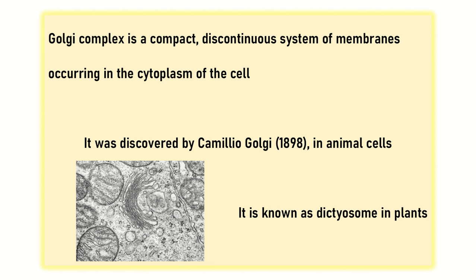It was discovered by Camillo Golgi in 1898 in animal cells. It is also known as dictyosome in plants. This is an electron microscopic picture which shows the compact nature of Golgi complex along with its vesicles and cisternae.